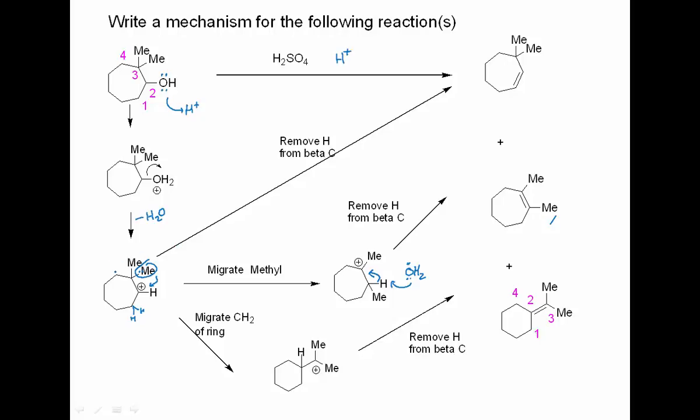Okay, so we can also get a tertiary carbocation by migrating the other carbon that's, again, technically the same as the methyl groups. Okay? All right, so we're going to migrate the CH2 group of the ring. This means the carbocation is now outside the ring, but it's tertiary. Okay, so both of these are good processes because they create tertiary carbocations. And the final product occurs by removing the hydrogen right here.